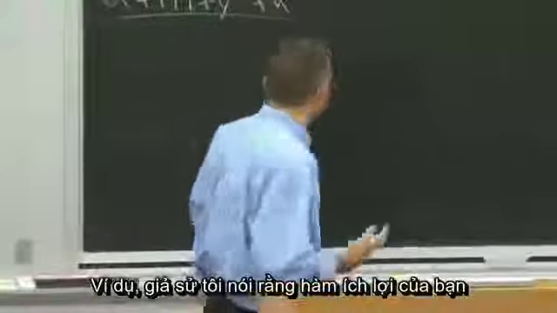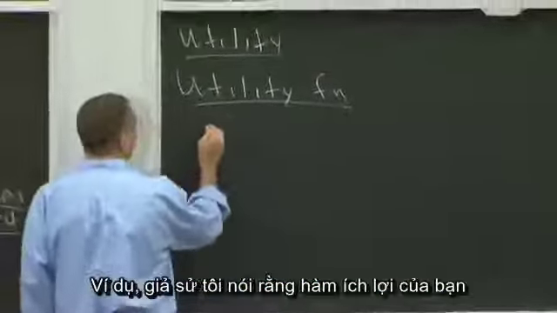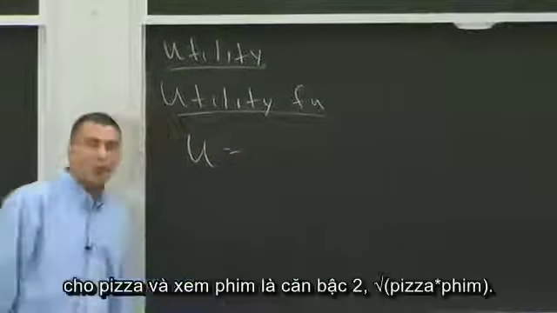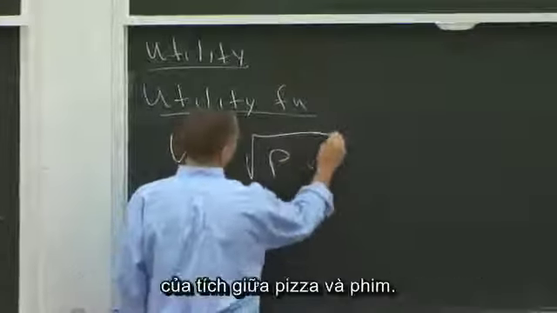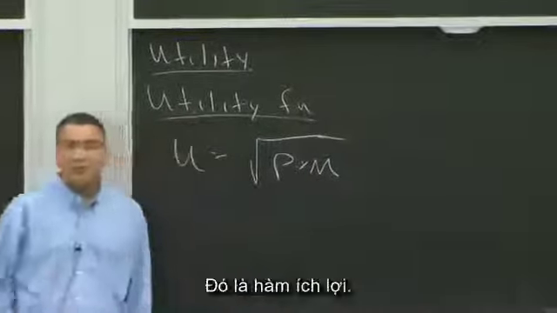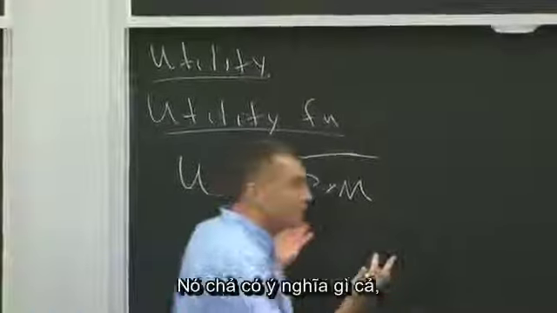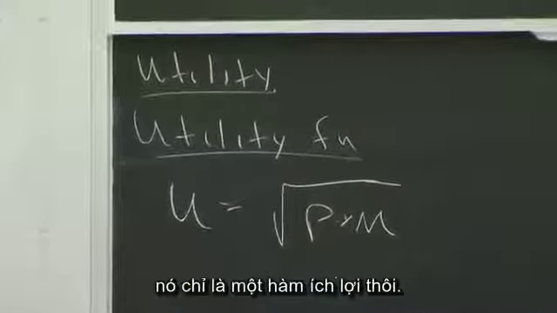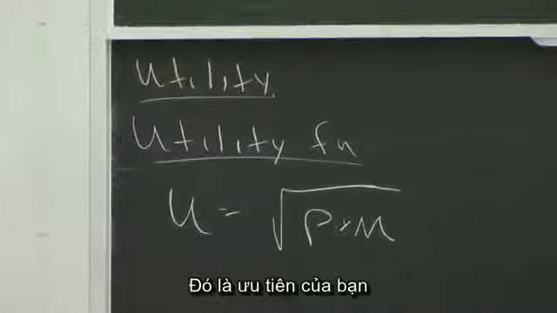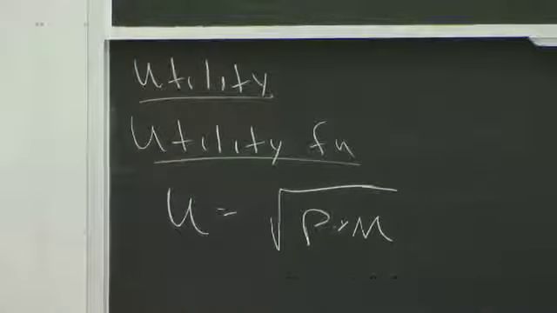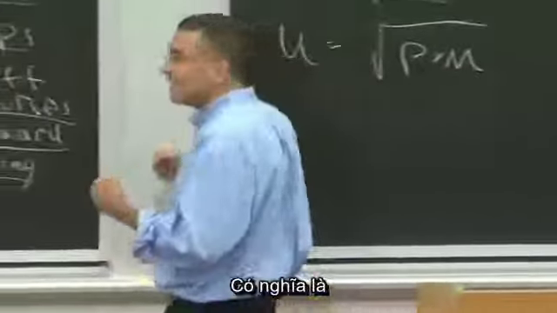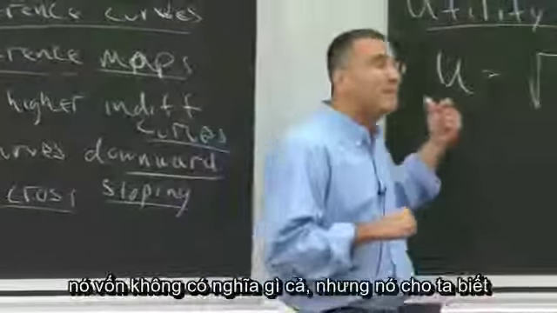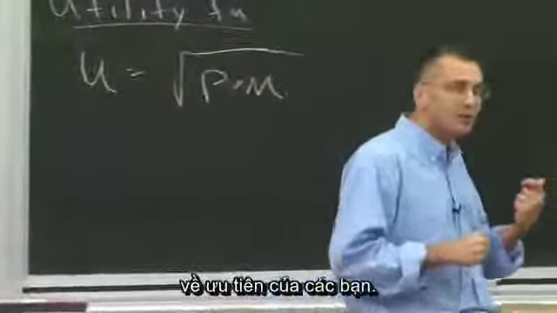So for example, suppose that I said that your utility function over pizza and movies was the square root of pizza times movies. That's your utility function. I say, what the hell does that mean? Well, it doesn't mean anything. It's a utility function. It's your preferences. It's a mathematical representation of your preferences. OK, what does that mean? What it means is it doesn't mean anything inherently, but it tells us about your preferences.